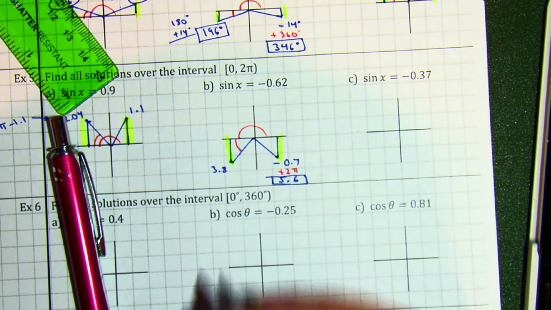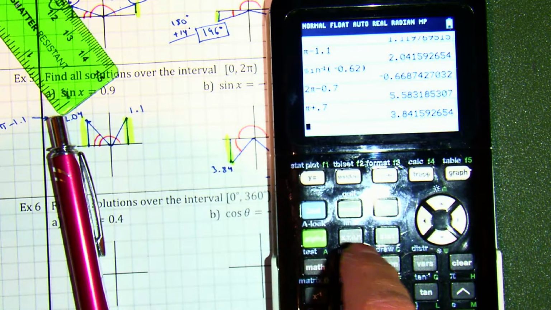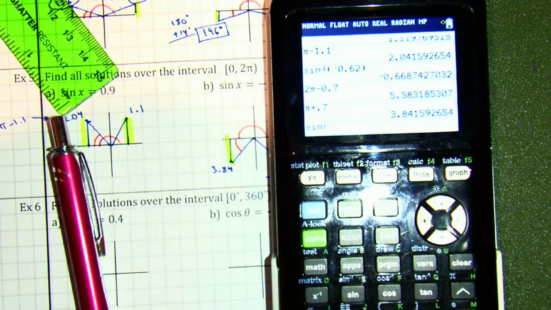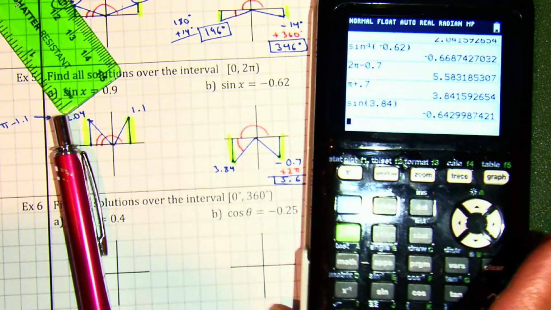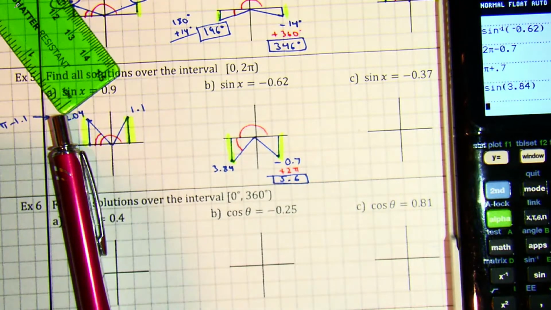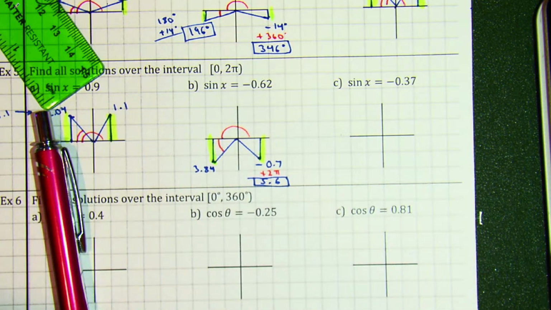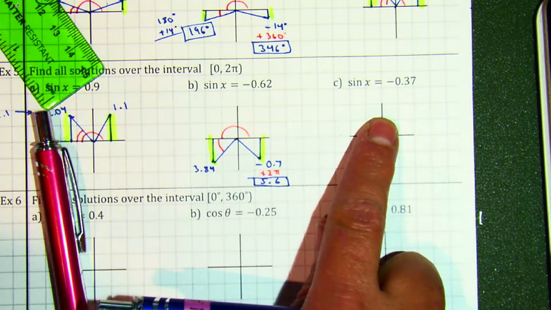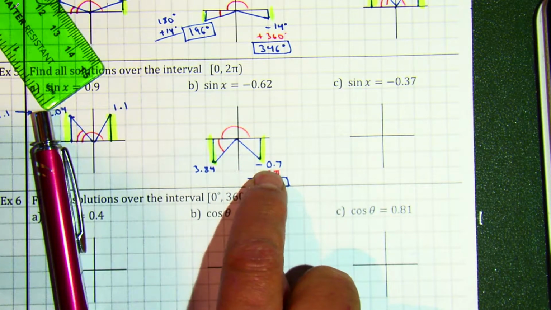And let's do 3.84. If we take the sine of the angle, the sine of 3.84, that should give me negative 0.62. Close enough, since we're rounding so much. So try the next one. Use your calculator to find both angles, and the angle should be between 0 and 2 pi. So that's what we don't want, a negative.